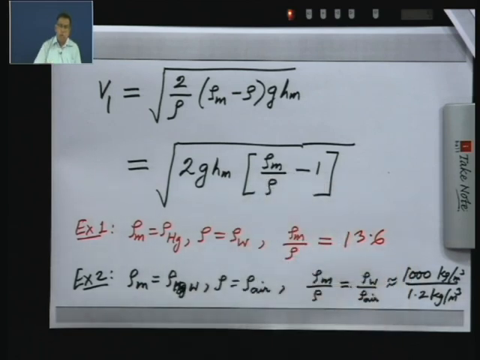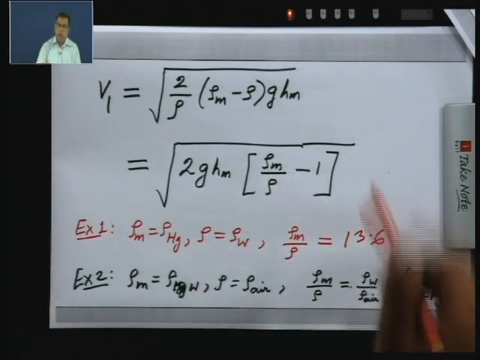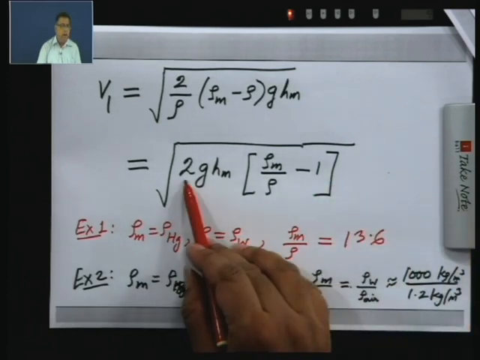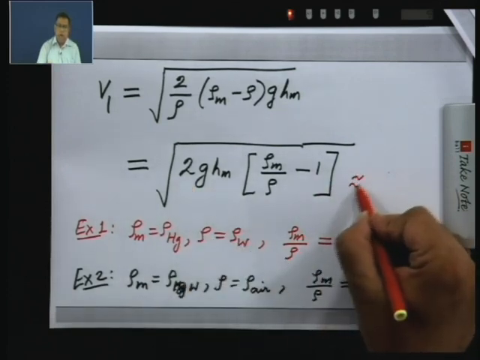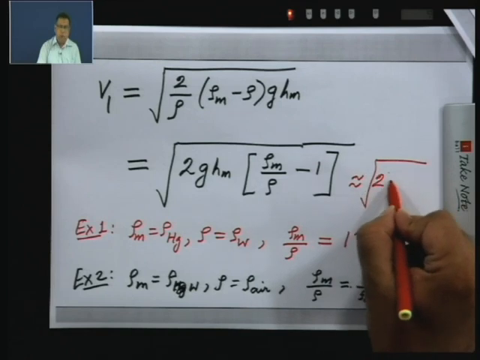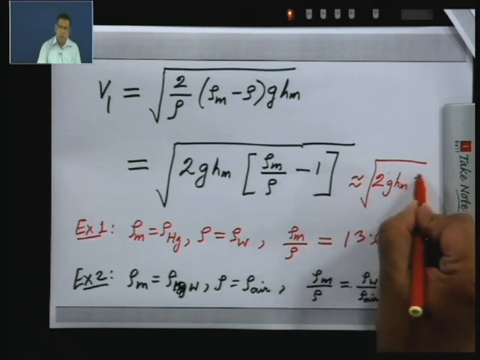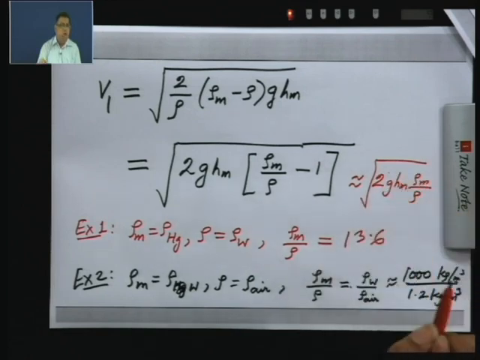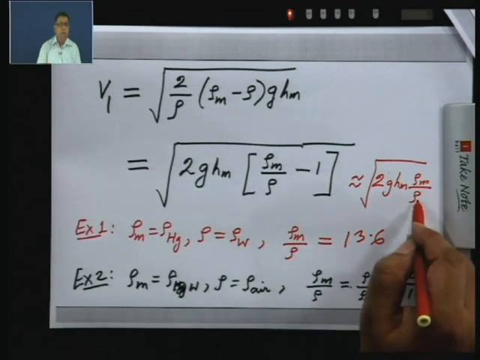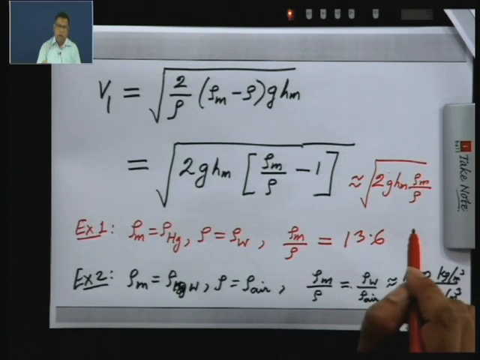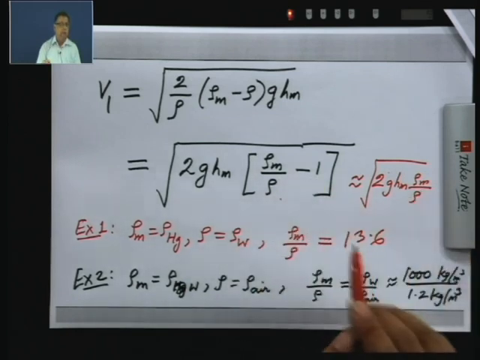So, now this ratio is about 1000, and you can neglect 1 in comparison to this. So, quite often this can be approximated by, some people use this formula, root of 2 g H m rho m by rho, but this you should use only if the fluid is a gas and the manometer fluid is a liquid. Only then rho m by rho will be much greater than 1.